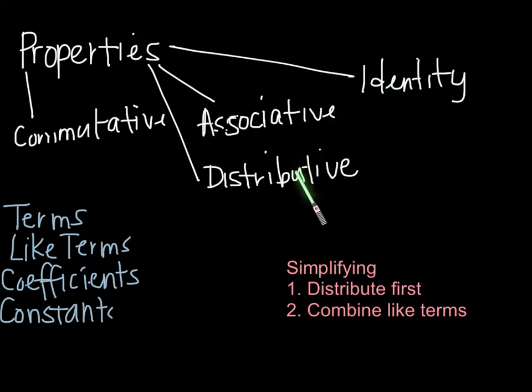Distributive property, that's when we took a number and multiplied it into an addition problem or into a subtraction problem by doing those little loops. We talked about terms, like terms, coefficients, and constants. And we practiced simplifying an expression, which the steps are to distribute first and then to combine like terms. If the problem doesn't have the distributive property, you go straight into checking for like terms.